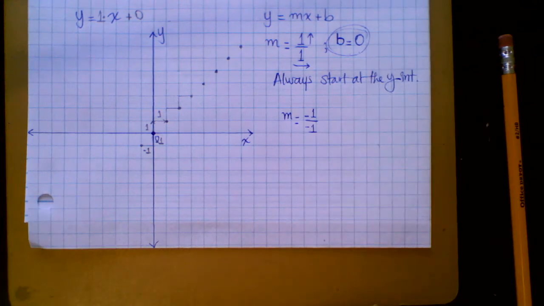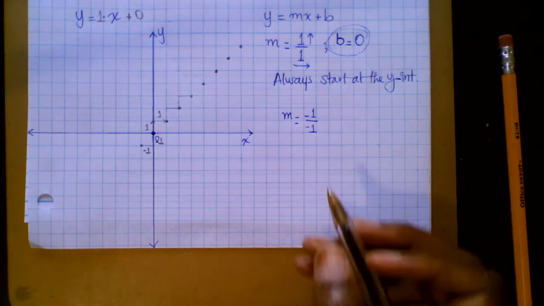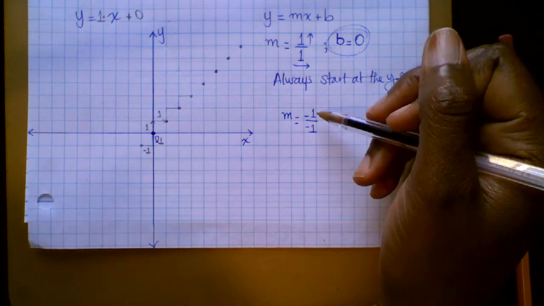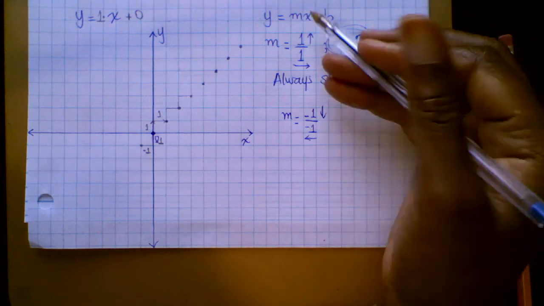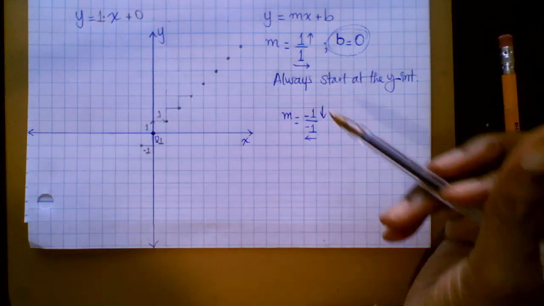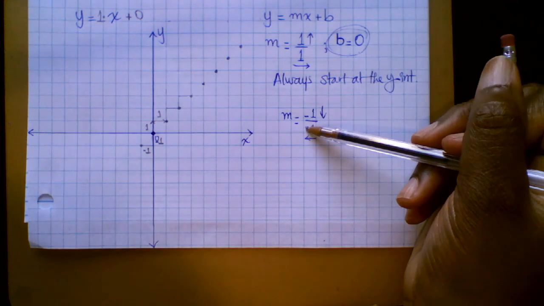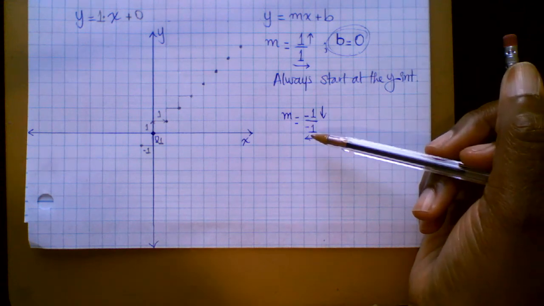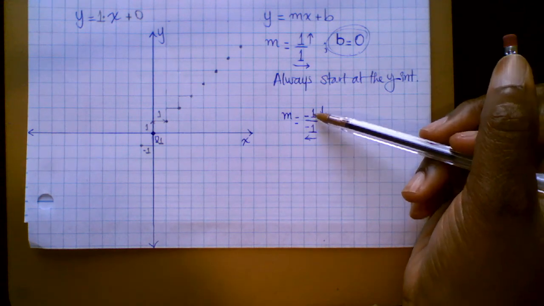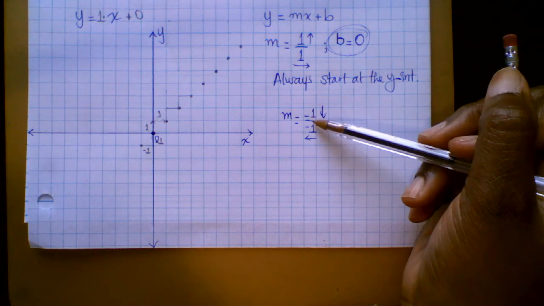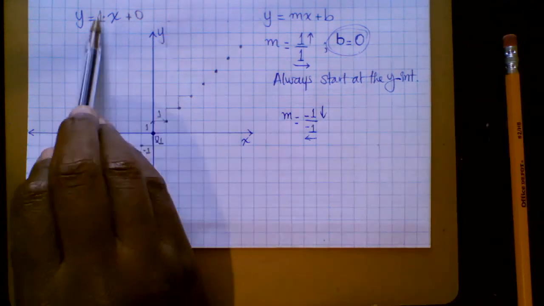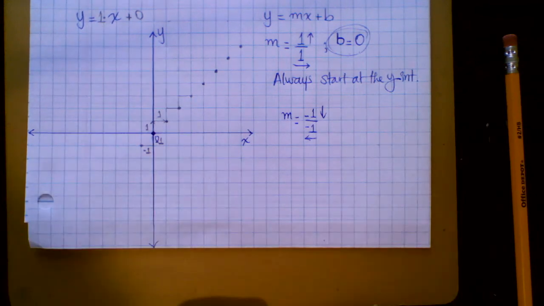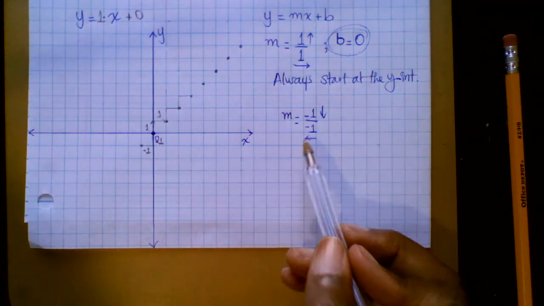Are you changing the line? No, you're just writing the slope in a different way. You go down and move to the left, but you're not changing the slope of 1. Do you know why? A negative divided by a negative is positive. So -1 divided by -1 is positive 1. You're not changing anything, you're just rewriting it differently.